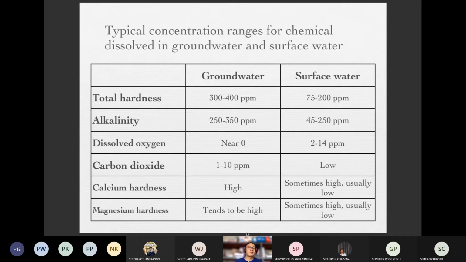You can see the difference between surface water and groundwater. If I ask you which one you prefer to use as the water supply source, groundwater or surface water, which one do you prefer in terms of the quality of water? Surface water.